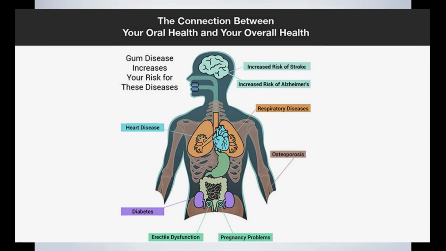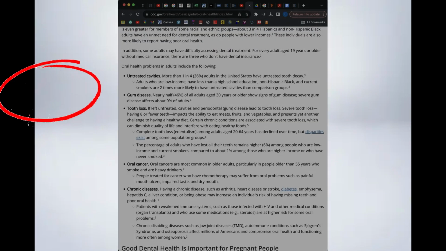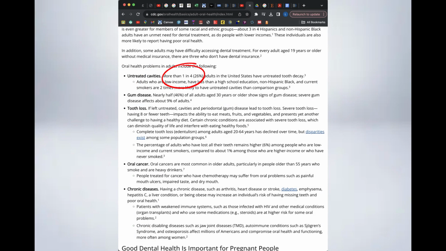But this bacteria doesn't just affect your mouth. It can spread to other areas of your body and cause other health effects. Therefore, your oral health is extremely important. According to the CDC, 1 in 4 adults have untreated tooth decay, and 46% of adults 30 years and older show signs of gum disease.